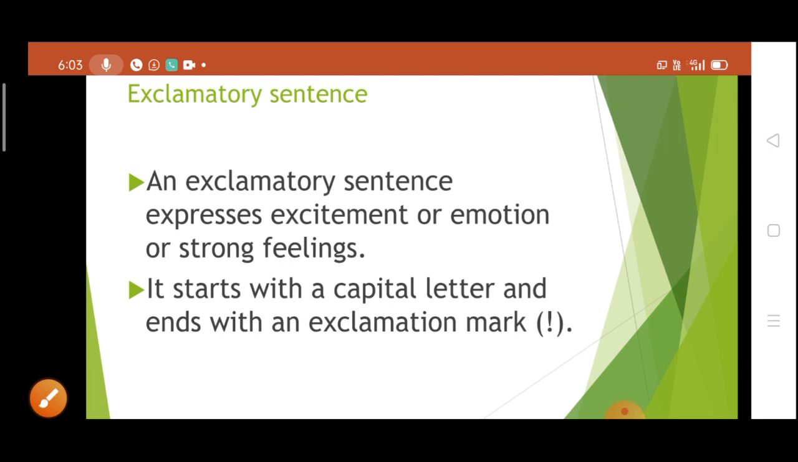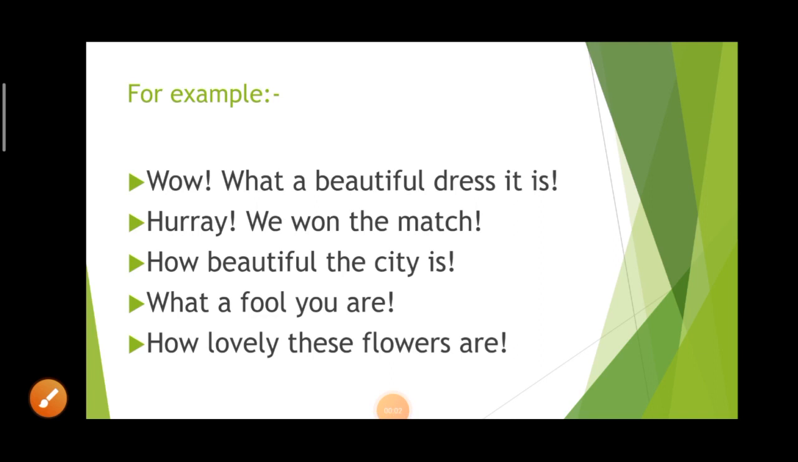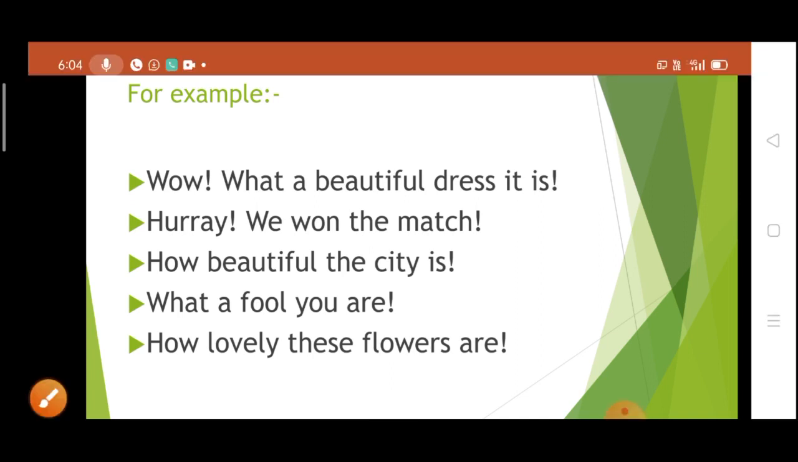Interjections are there like wow, alas, hooray. So these are the interjections. Many more interjections are there. These are also used in exclamatory sentences to express those strong feelings. Example, if I say wow, what a beautiful dress it is. So here wow is the interjection. Next sentence, hooray, we won the match. This sentence also shows a strong feeling of joy, exclamation of joy. So this one is also an exclamatory sentence.